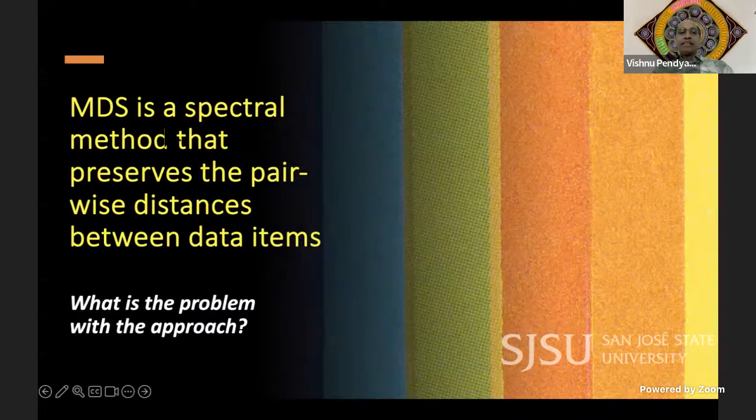MDS is basically a spectral method that preserves pairwise distances between data items. It aims to preserve the original distances as much as possible, and at the same time projects the data into a lower dimensional space. In this case, just 2 dimensions. For MNIST, we saw it in 2 dimensions. It still uses Eigen Decomposition.